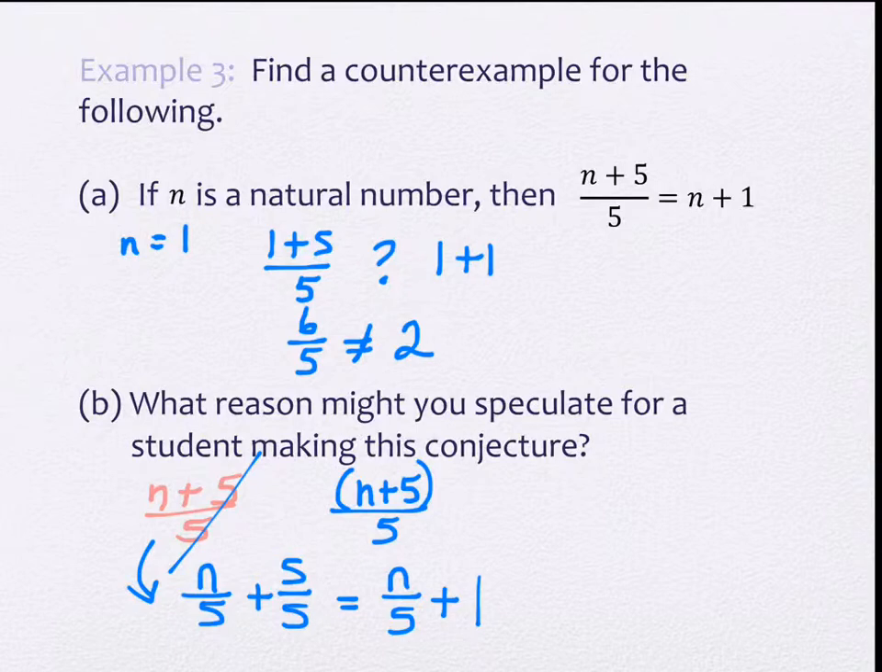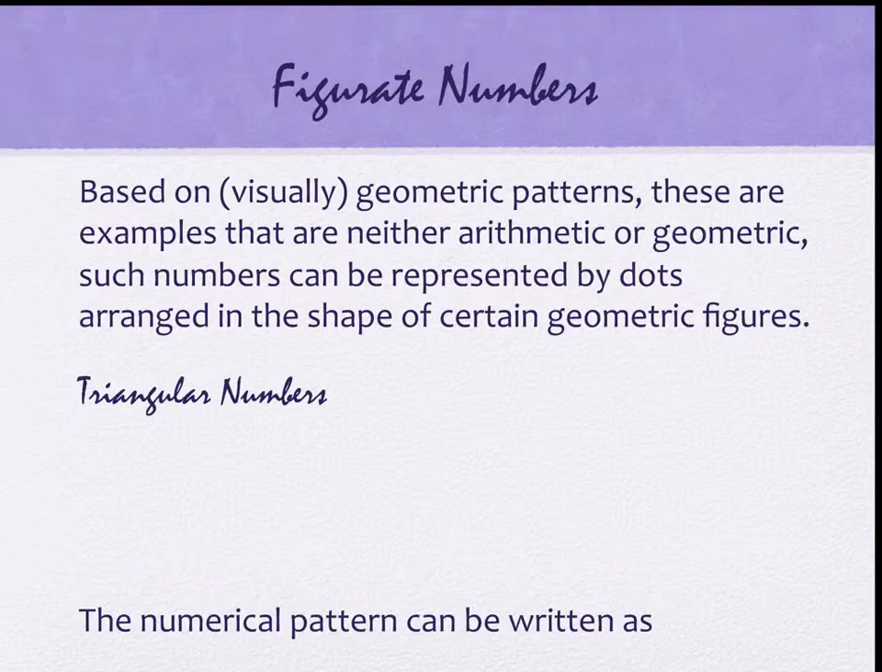Okay. Another thought in this section, this is again a pattern thing. Lots of fun, especially for those of us who are visual people. Something called figurative numbers. These are based on visual or visually geometric patterns. So I don't mean geometric in the sense that it's a geometric sequence. I mean geometric in the sense that it looks like geometry. Okay? You guys with me on that? They're examples that are neither arithmetic nor geometric. Such numbers can be represented by dots arranged in the shape of certain geometric figures.